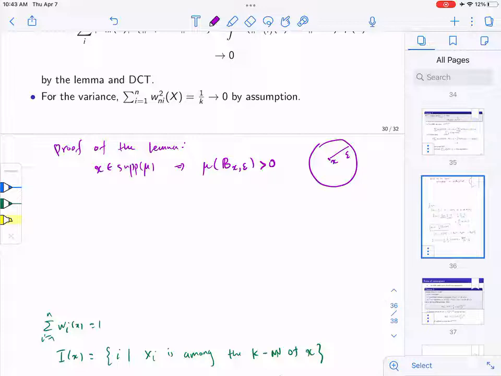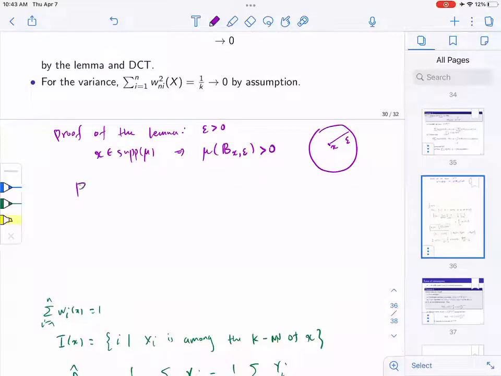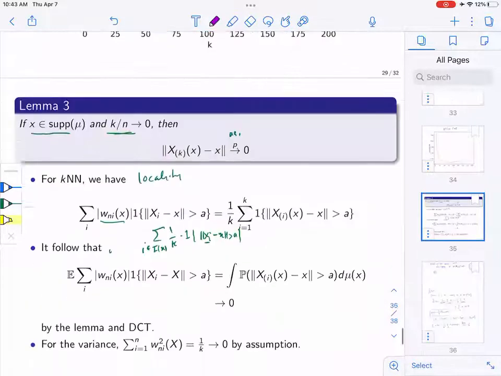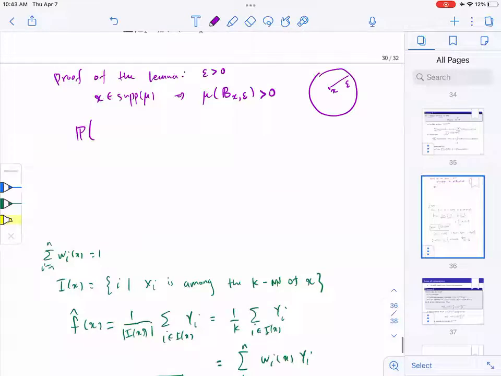Otherwise, you can find a ball such that this is 0, so it's not part of the support. So fix epsilon bigger than 0. Put a ball of radius epsilon around x. Then this has to be positive because you're in the support. Then I'm going to look at the probability. I'm going to show that this goes to 0 in probability.